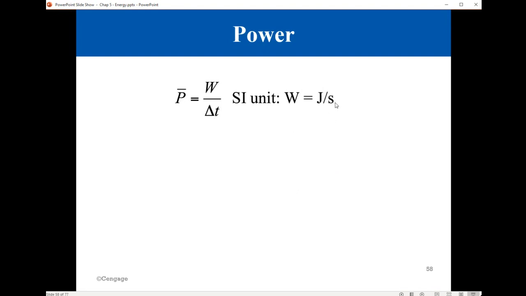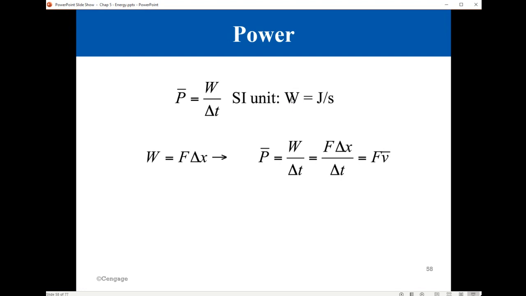This unit, joule per second, is called watt, honoring James Watt, the guy who invented the steam engine. So in the SI system of unit, he was honored by naming the unit of power after him. Okay, so don't mix things. This W here represents work. This W here represents the unit of power. Usually units will follow the numbers, the numerical answer.